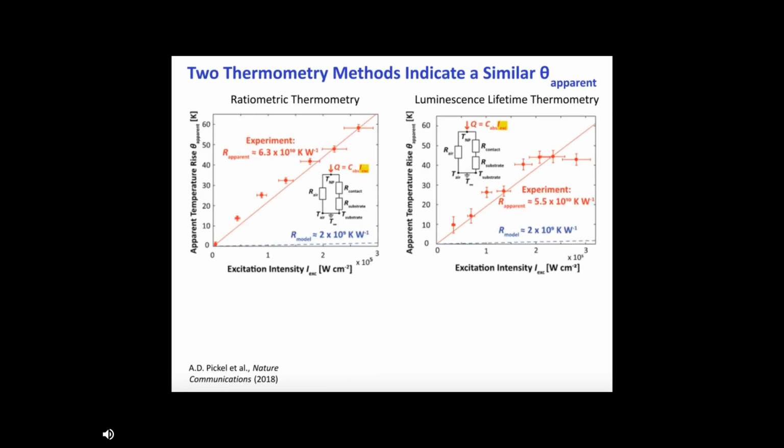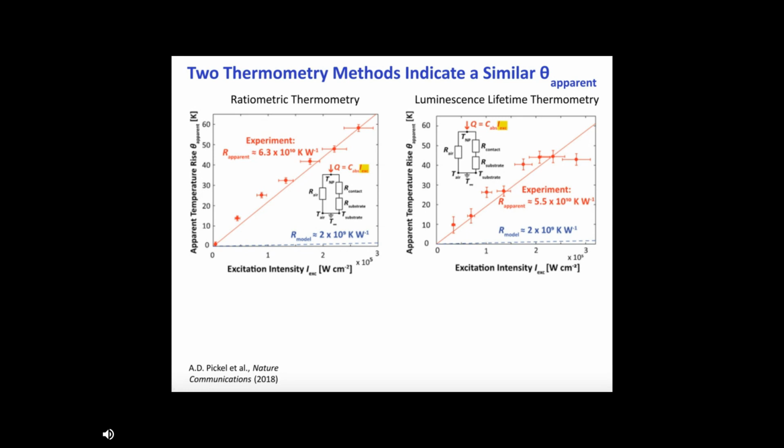So after observing this unexpectedly large apparent temperature rise, one of our first thoughts was to next try to use a second thermometry method to verify this large temperature rise. For the sake of time, I won't go into details, but we developed a second thermometry method based on the temperature-dependent luminescence lifetime of these nanoparticles. We use this method to once again measure the apparent temperature rise as a function of excitation intensity. And once again, we got a quite large apparent temperature rise of somewhere around 50 Kelvin.